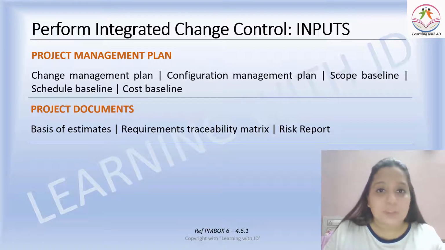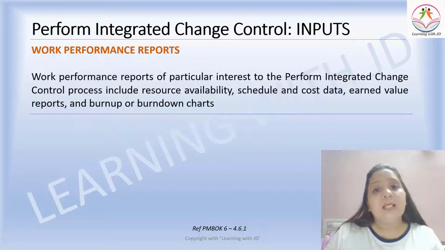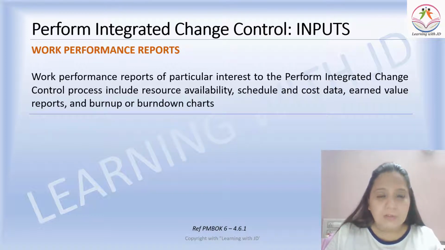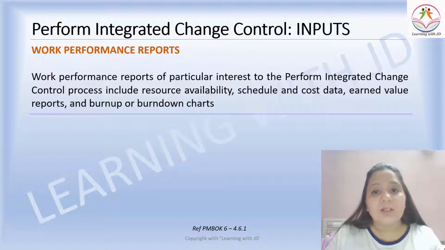Then you also need your project documents. Why? Because you need to know the basis of estimate, the requirement traceability matrix, and the risk register. Then the work performance report. Now where do you get the work performance report from? You remember it was an output from the previous process, which is monitor and control project work. So the work performance report of particular interest to the perform integrated change control process includes resource availability, schedule and cost data, earned value reports, and burn up or burn down charts. These are all the ways of presenting the work performance report.